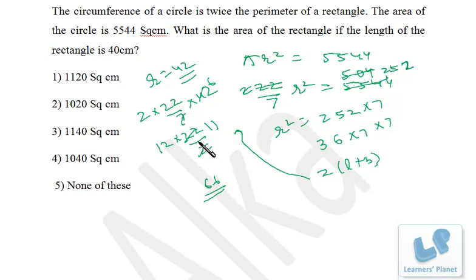Now length is 40. That means breadth must be 26. So 40 into 26, that will be the area of the rectangle. Okay. So 26 into 40 is 1040 square centimeter. Okay, I hope you are clear.